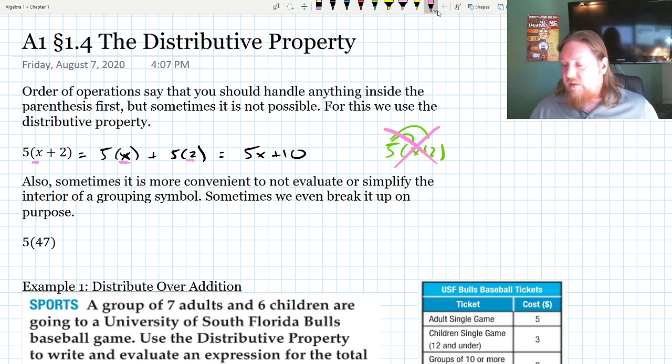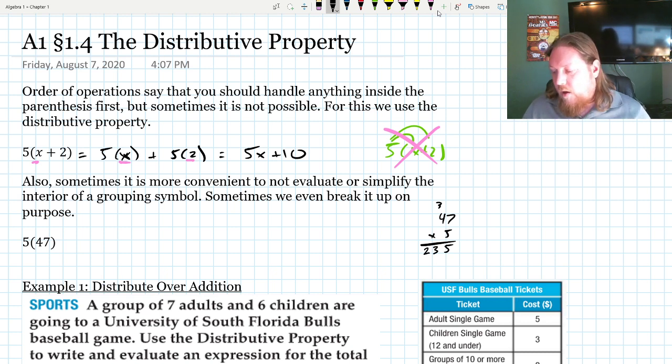Another reason why we use the distributive property is sometimes we get to problems that we don't want to do, like 5 times 47. Sure, we could just do 47 times 5, and we multiply all the stuff out. 5 times 7 is 35, carry the 3. 5 times 4 is 20, plus 3 is 235. That's the old school way of doing it.